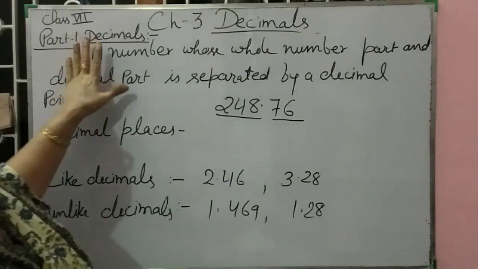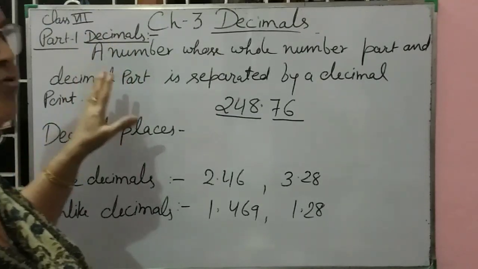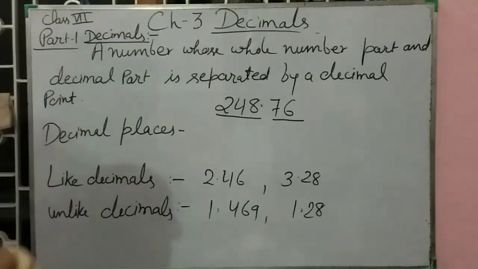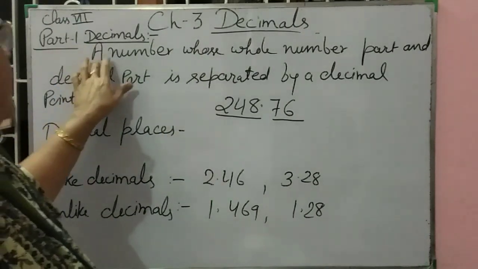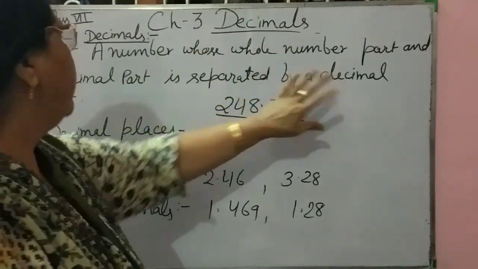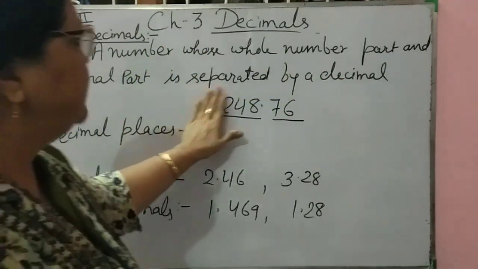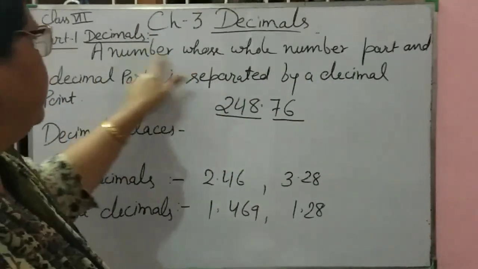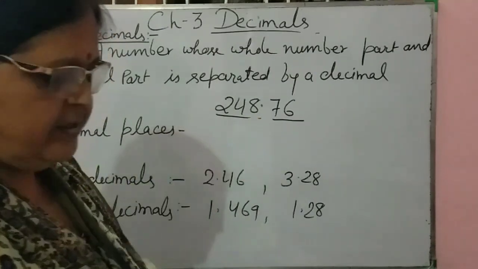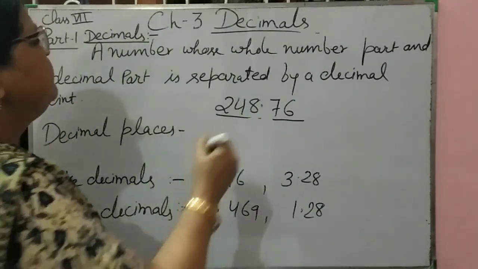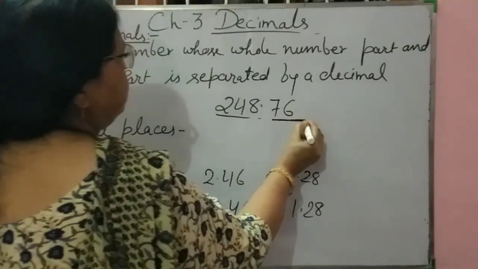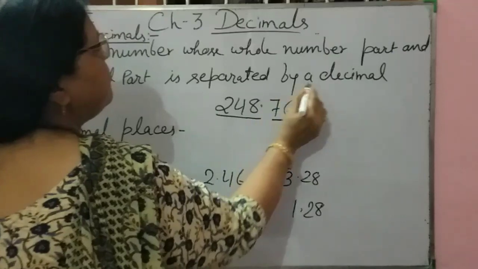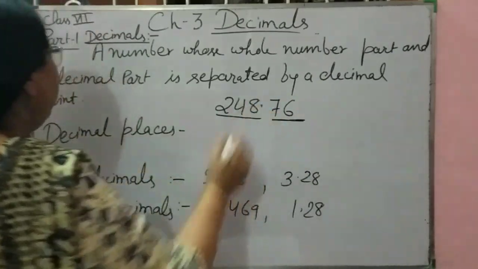Decimals. What are decimals? Firstly, write down definitions in integers and fractions also. Decimals, a number whose whole number part and decimal part is separated by a decimal point. Again, a number whose whole number part and decimal part is separated by a decimal point.